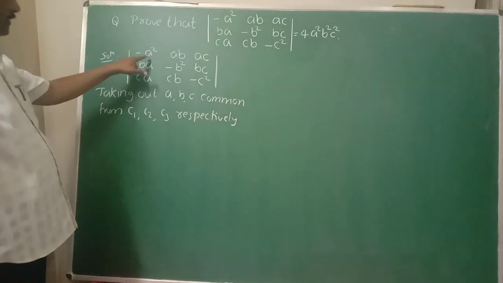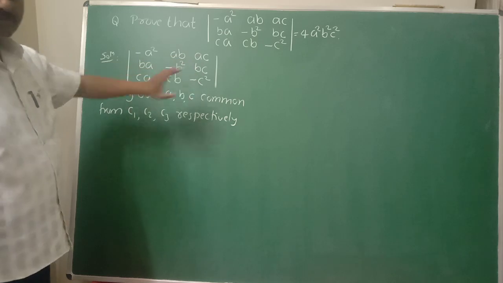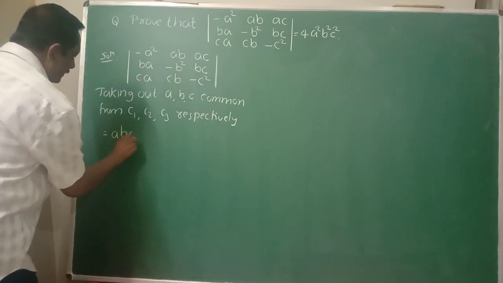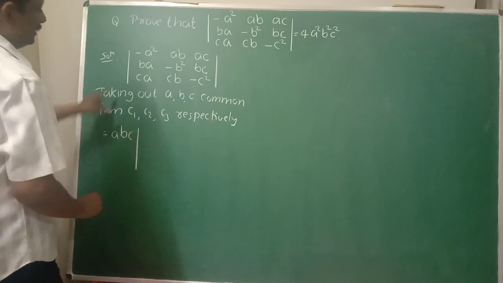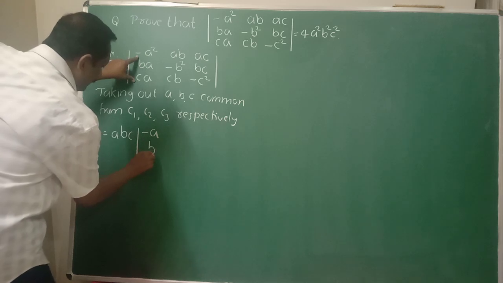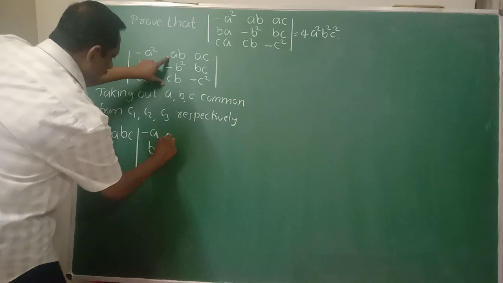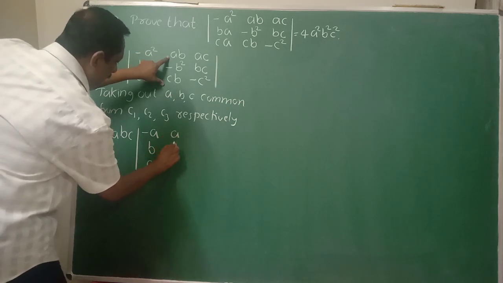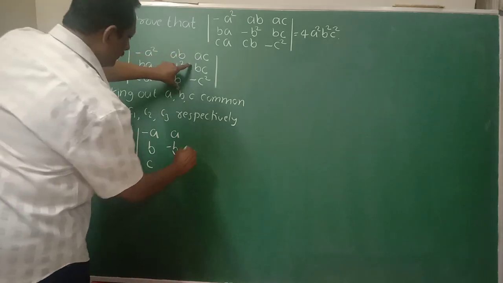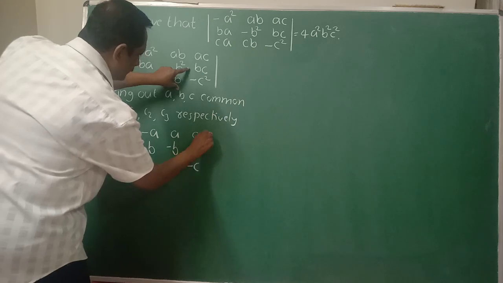Take care: a common from the first column, b common from the second column, c common from the third column. Therefore, this equals a, b, c outside, into the determinant of: here a common, so minus a, then b, and here c. Here b common factor, so write a, then minus b, then c. And here c common factor, therefore a, then b, then minus c.